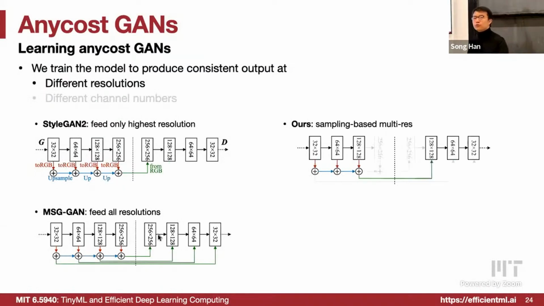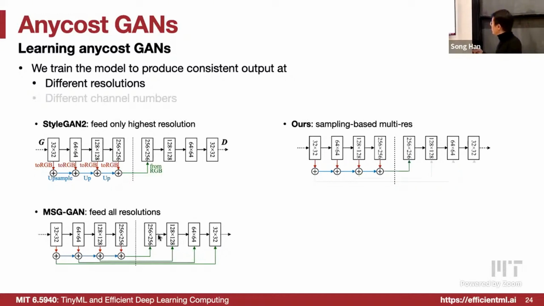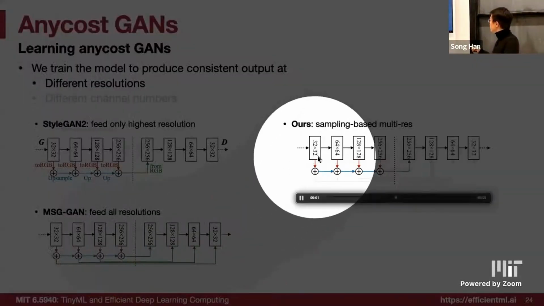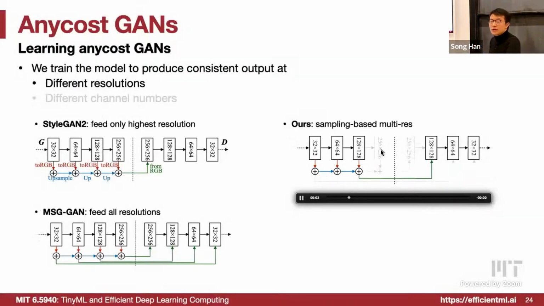So now we need to support different resolutions, so it's even more challenging. We want to make sure that for every stage we generate, 64, 128, or 256, all the resolutions, we can fool the discriminator, not only the highest resolution. So what should we do?